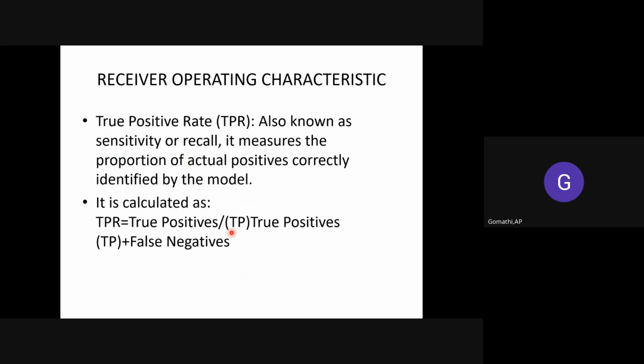Before we go for ROC, we should know what a true positive rate and a false positive rate are. The true positive rate is also known as sensitivity or recall. It measures the proportion of actual positives correctly identified by the model. We can keep in mind that actual positives relate to the true positive rate. We can calculate it using the formula: true positives divided by true positives plus false negatives.